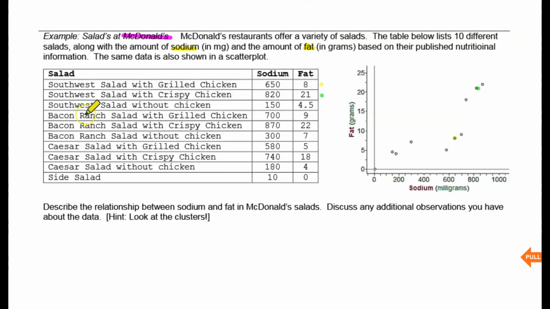Let's take a look at the Southwest salad without chicken. That's 150 on the sodium scale, 4.5 on the fat scale. Oh, look at this. Bacon ranch salad with grilled chicken.